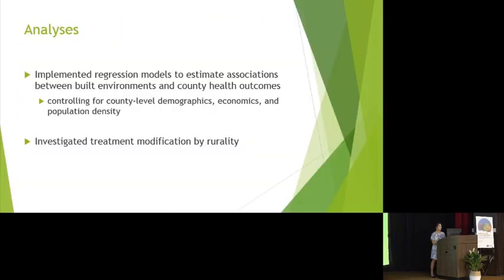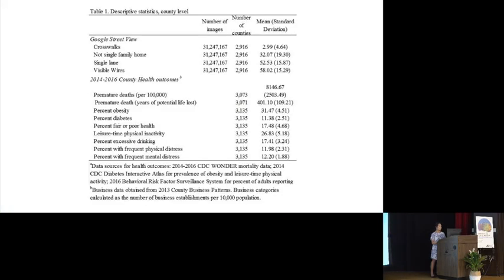To do the analyses, it's basically an ecological study looking at county level Google Street View image derived characteristics, and controlling for county level demographics. Here's the prevalence at the county level of the various Google Street View indicators along with the health outcomes.